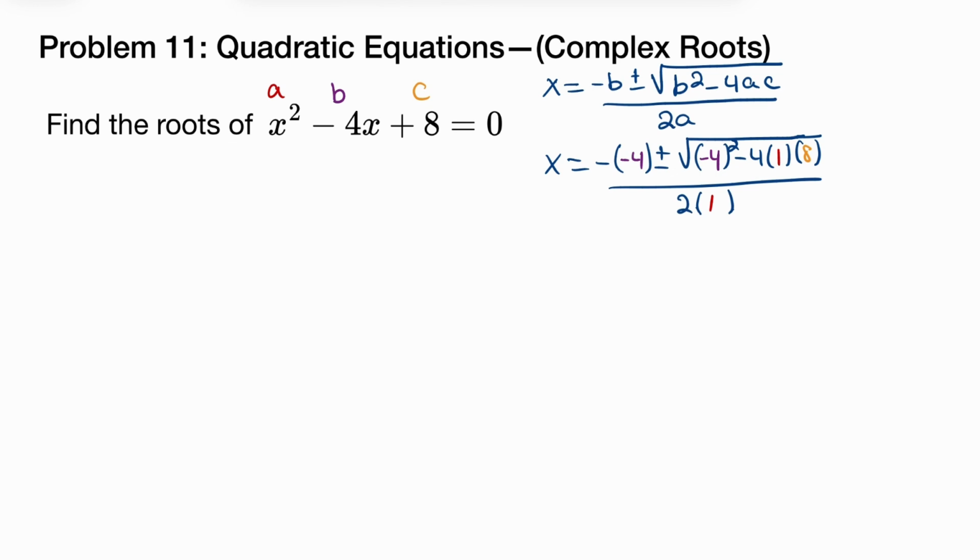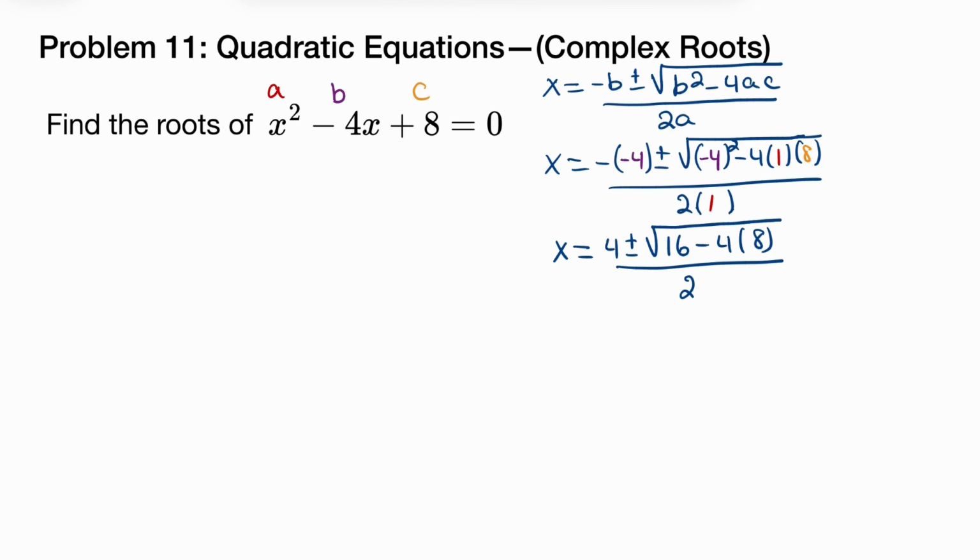Carefully, we're going to simplify underneath the square root. Let's go ahead and do that next. X equals a negative being multiplied by a negative is a positive. So we have a double negative, which turns into a +4. Bring down your 4, plus or minus the square root of 4 squared, -4 squared, that is 16, minus 4 times 1 is 4, times 8. That is over 2 times 1, which equals 2.